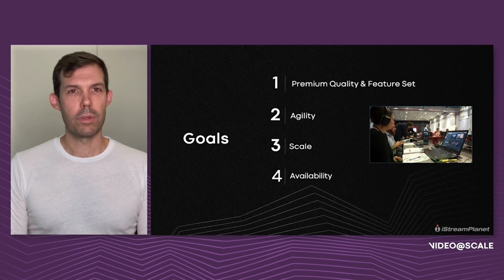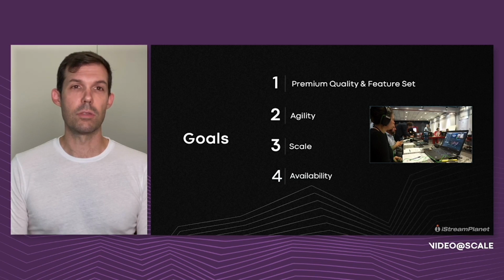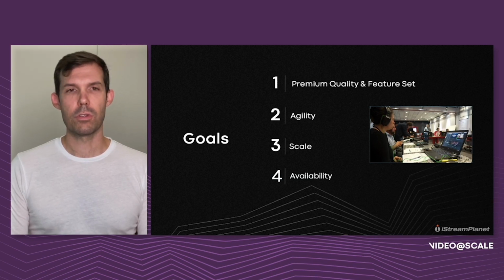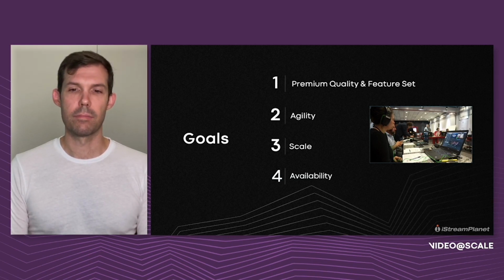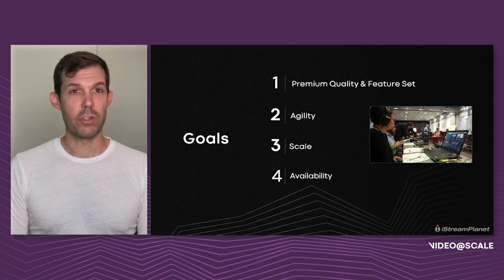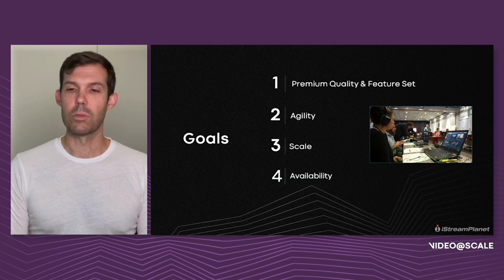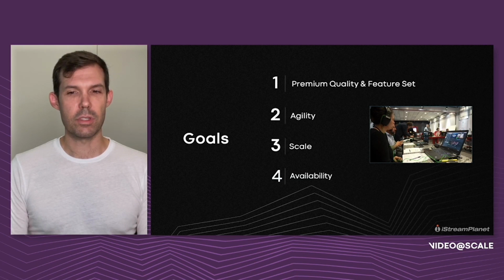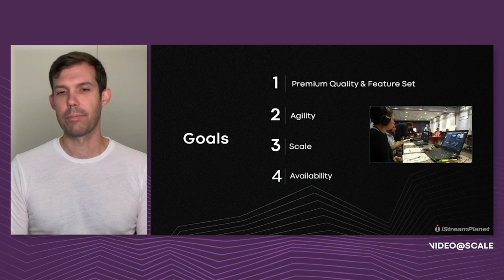So for the new platform that we were designing, we decided to set out a series of goals that we wanted to achieve. First was premium quality and feature set. All content is professional and premium quality. Our customers and their customers expect premium quality and premium features. So not just video at scale, but high quality, high frame rate video with SCTE-35, ad insertion, trick play, audio normalization, Dolby transcoding, source redundancy, etc.